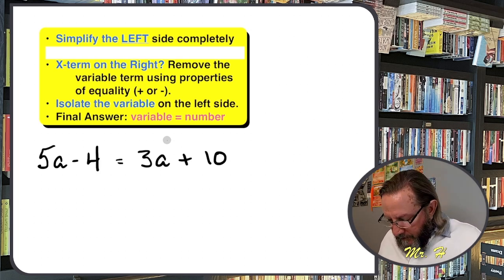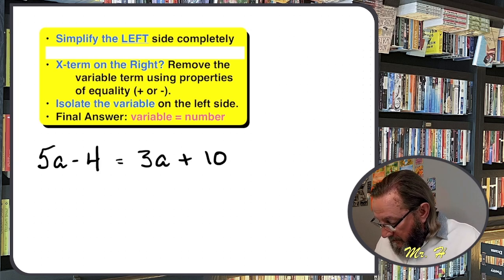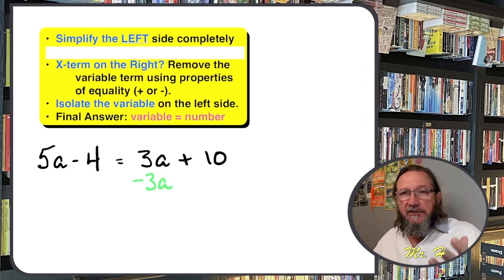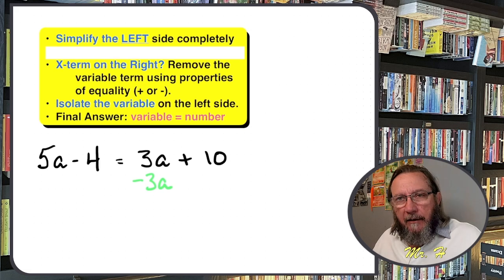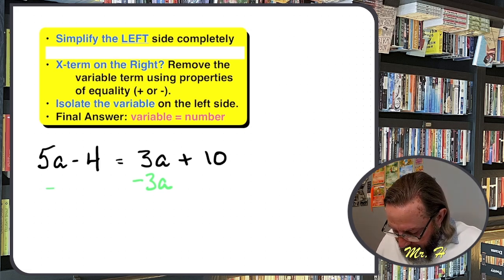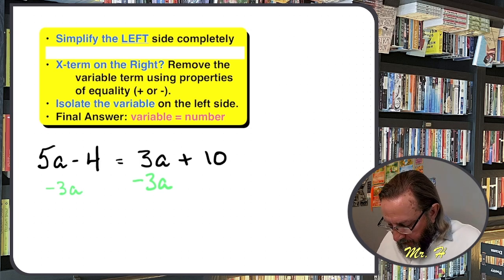How are we going to get rid of 3a? We're going to get rid of 3a just by subtracting it. I mean, it almost sounds too easy to be true. If we've got 3a, we're just going to minus 3a and it'll be gone. Okay? That's pretty awesome. Now you got to remember, if it's minus 3a on the right, we got to go minus 3a on the left as well.